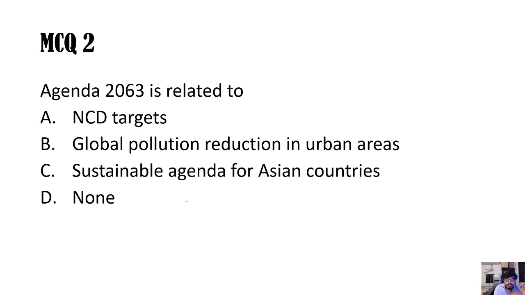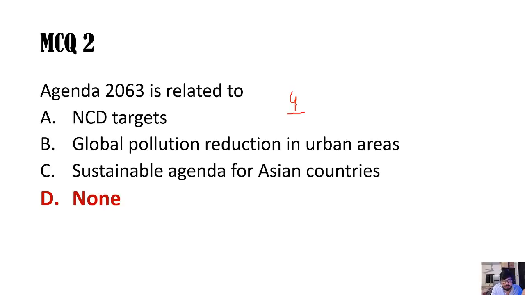Next, Agenda 2063. Agenda 2063 is related not to NCERT targets, not to global pollution reduction, and not to a sustainable agenda for Asian countries. It is actually about the African countries, and the African Union has taken Agenda 2063 as its important strategic and developmental framework for the African continent. Since 2015, when the third India Africa Forum was organized by Indian authorities, a lot of cooperation has been going on, and this issue is very much highlighted. We are the 4th largest investor in Africa according to 2018 data, and these areas have enormous possibilities for Indian business people, and we are finding all the opportunities.